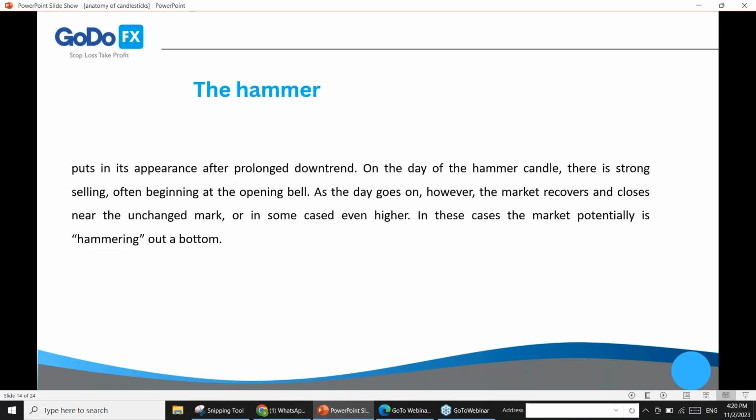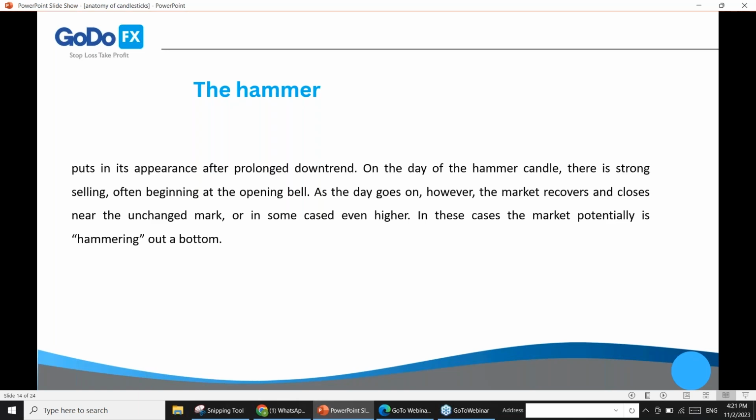Now concerning the hammer. It puts in its appearance after a prolonged downtrend. On the day of the hammer candle, there is strong selling, often beginning at the opening bell. As the day goes on, however, the market recovers and closes near the unchanged mark, or in some cases even higher. In these cases, the market is potentially hammering out a bottom.